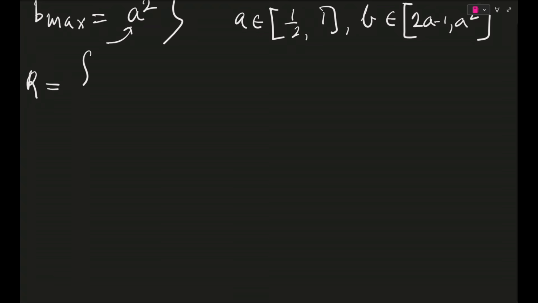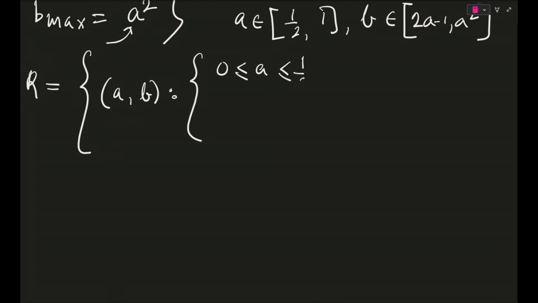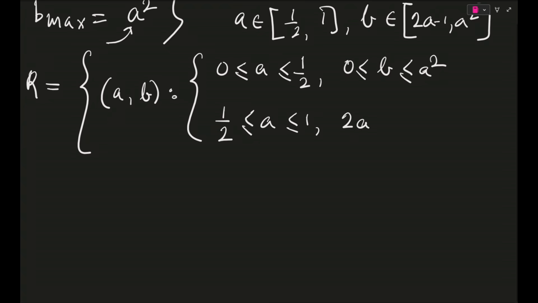So capital R is containing all those small a comma small b, such that for 0 less than equal to a less than equal to half, 0 will be less than equal to b less than equal to a square. And secondly, for half less than equal to a less than equal to 1, your 2a minus 1 will be less than equal to b and less than equal to a square. This is the complete definition of the region R.